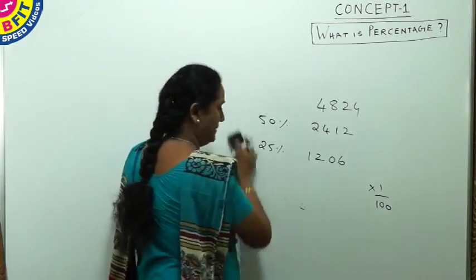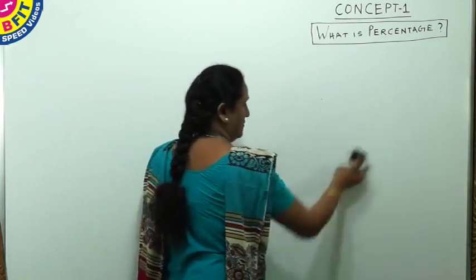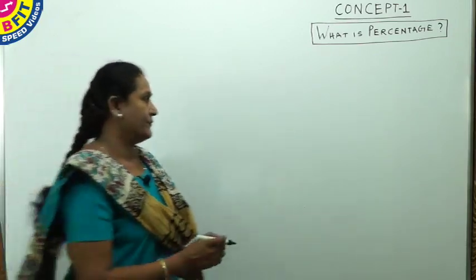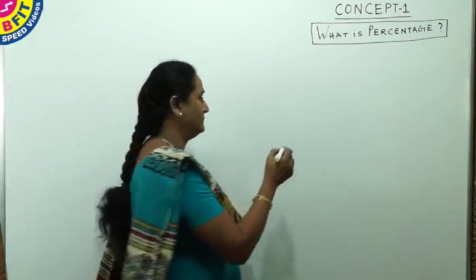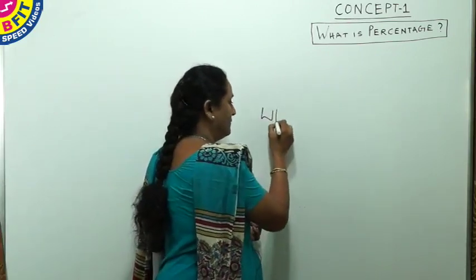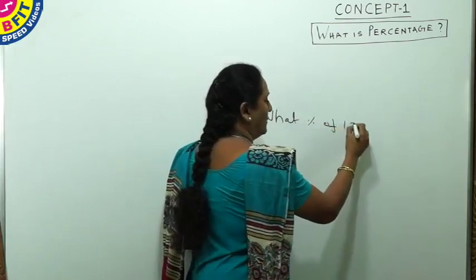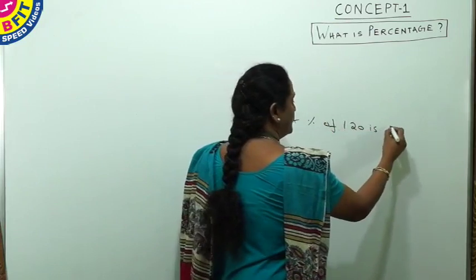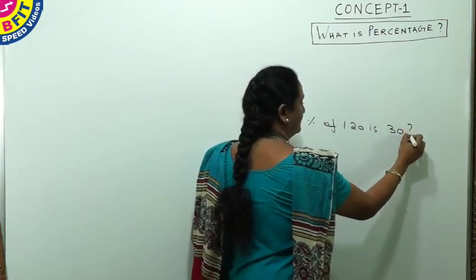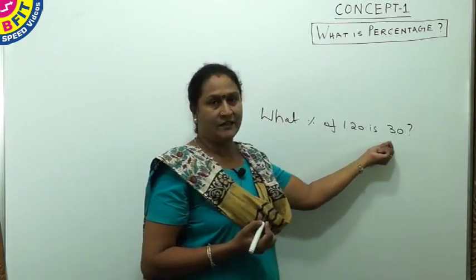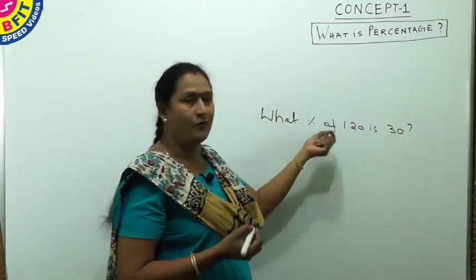And now we'll see how to find the percentage between two given values. Say for example, what percent of 120 is 30? So here we are asked to find 30 is what percentage of 120.